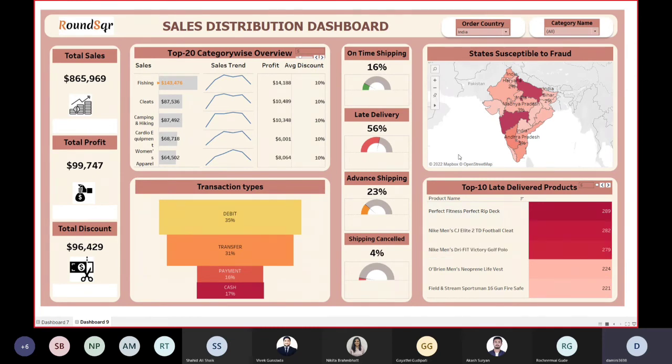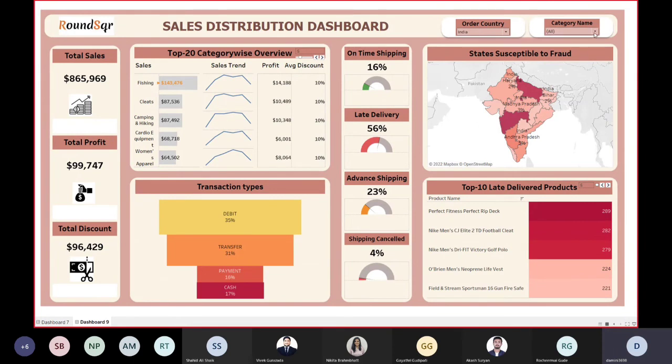Now they wanted to increase their profit and sales also. So these are the states in India that are more susceptible to fraud, that can hamper their sales as well as their profit generation. So while delivering products to these specific states, they can be alert and they can actually protect their profit generation and sales. So we can see that Maharashtra had 21% suspected fraud, followed by Uttar Pradesh, then Andhra Pradesh 5%, likewise Tamil Nadu 7%.